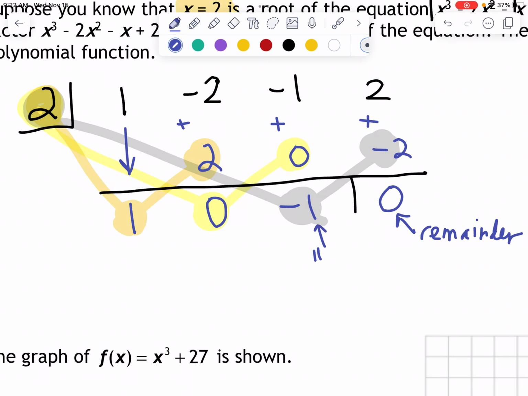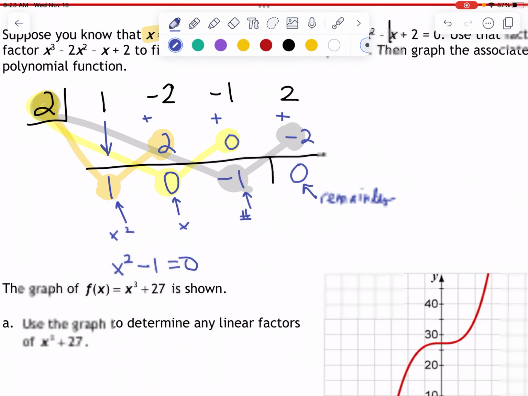Okay, I have my constant, my plain number, I have my x term, and I have my x squared. So when I divide it out, I have 1x squared minus 1 equals 0. So that's what I got here.